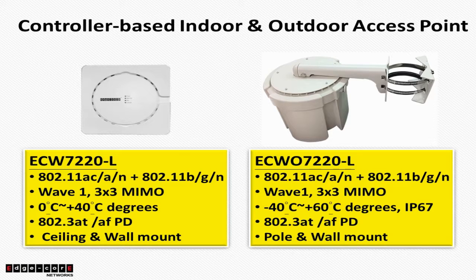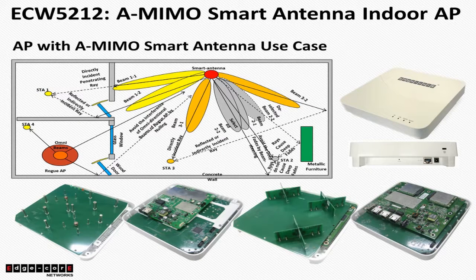For the controller-based indoor-outdoor solution, now we have the main streams. One is the indoor 11AC dual band Wave 1 3x3 MIMO, and it can be installed on the ceiling and the wall mount. The other one is a very robust outdoor design. It's still the Wave 1 3x3 MIMO and can overcome severe environments like -40 to 60 degrees and support IP67, and it can be installed on a pole and the wall mount.